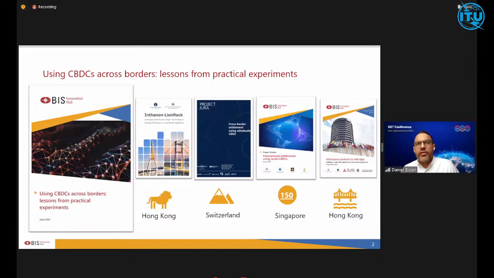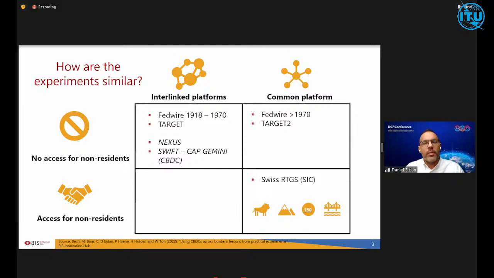So I'm going to draw from four different projects, namely Inthanon-LionRock that was done out of Hong Kong, Project Jura that was done in Switzerland, Project Dunbar that was done in Singapore, and then another project called Project mBridge that was done also in Hong Kong. Most of the content of this slide deck can be found in the paper on the left-hand side called Using CBDCs Across Borders: Lessons from Practical Experiments. I'll provide the link to this paper at the end of these opening remarks. So just to quickly discuss how these experiments are different or similar, I think it's nice to plot these on the following chart.